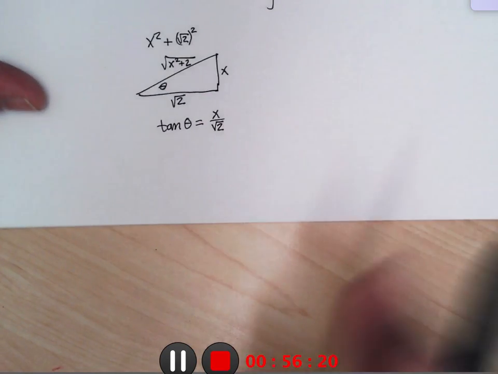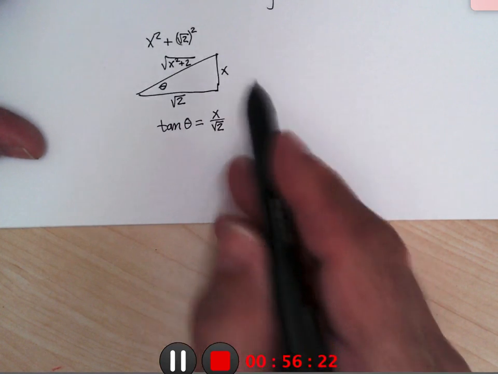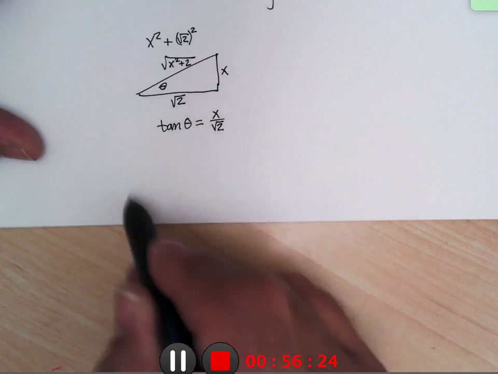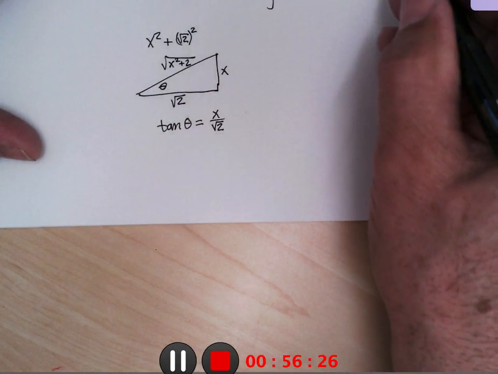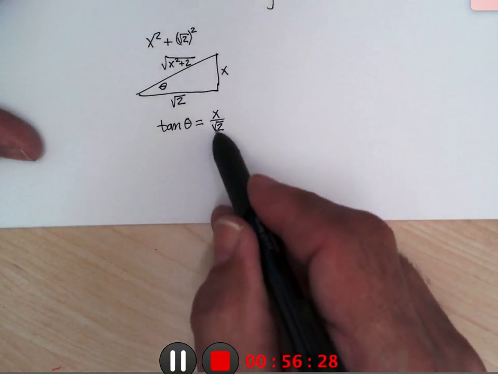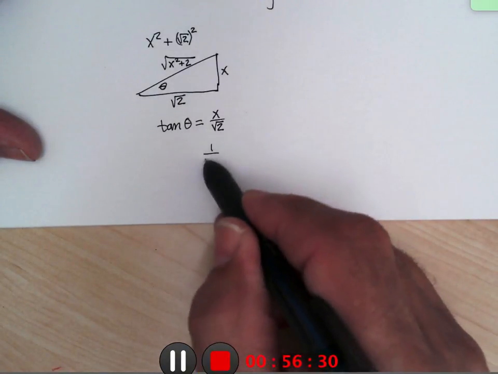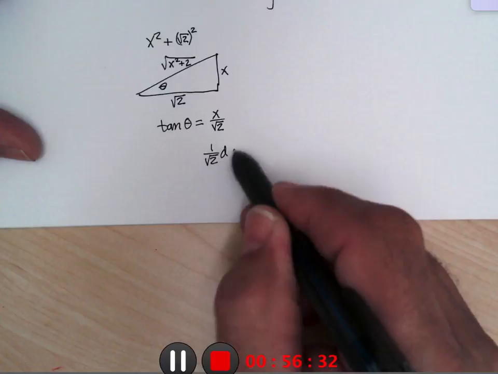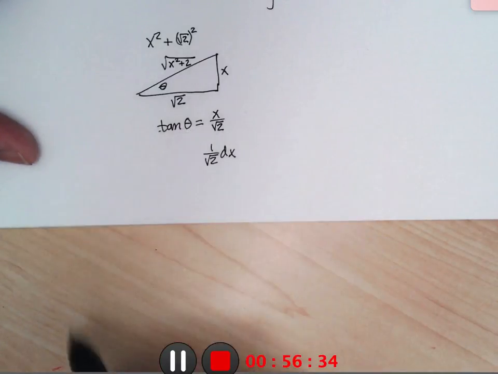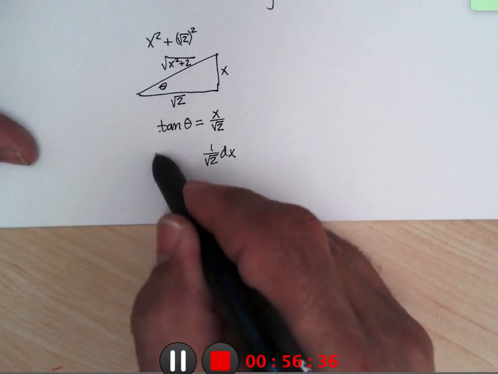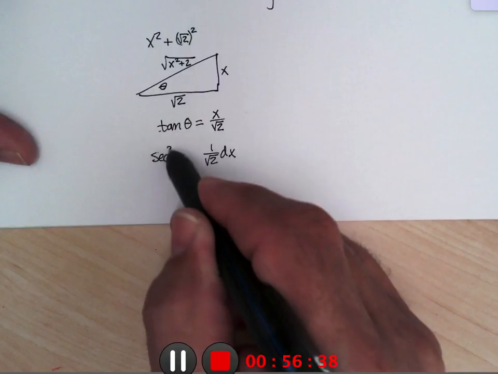So then, if I take the derivative of both sides to figure out what I'm going to replace dx with, the derivative of this would be 1 over the square root of 2 dx. The derivative of tangent of theta is secant squared theta d theta.